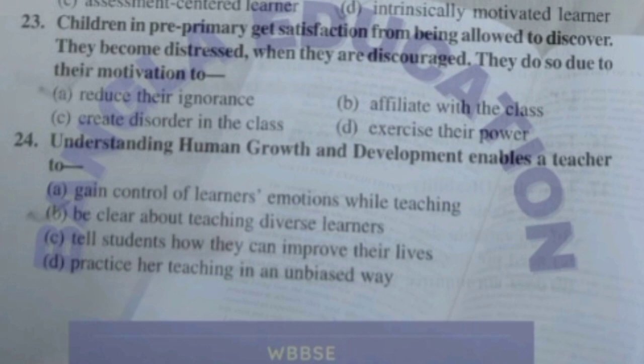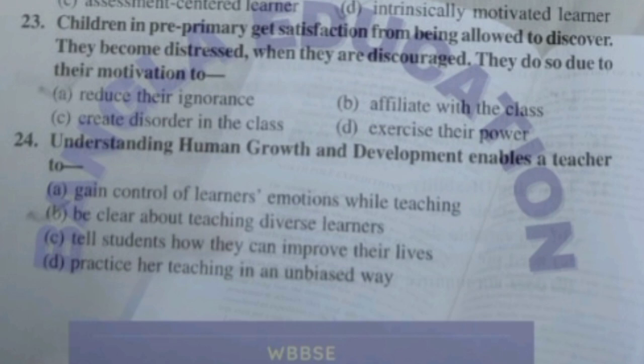Question 23, children in pre-primary get satisfaction from being allowed to discover. They become distressed when they are discouraged. They do so due to their motivation to option A, reduce their ignorance. Option B, affiliate with the class. Option C, create disorder in the class. And option D, exercise their power. So correct answer is option A, reduce their ignorance.